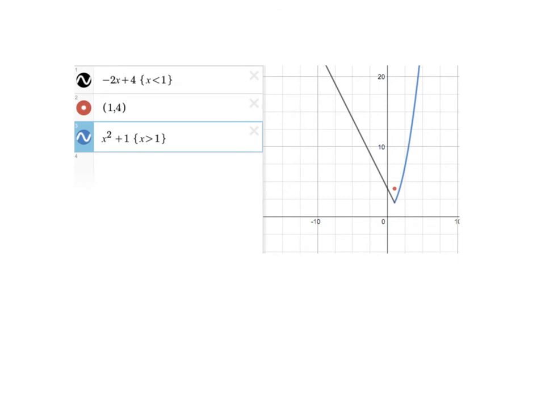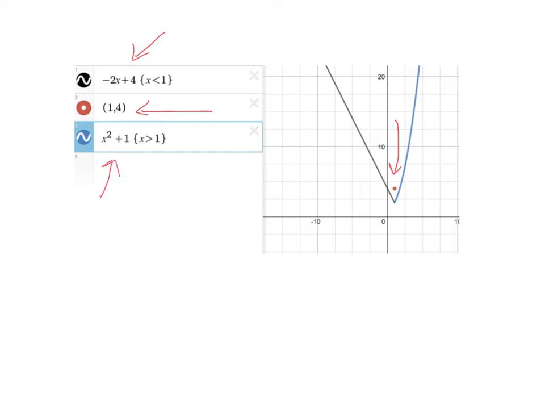So here's the graph of number 20. Remember we said it had 3 parts. For x is less than 1, we're going to use negative 2x plus 4. For x equals 1, we're going to use the y value of 4. And what that is basically saying is we want the point 1, 4 to show up. Notice it shows up as this little dot right here. And then for x is greater than 1, we're using x squared plus 1.